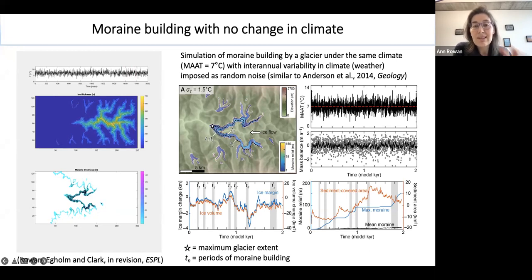So the result of this simulation is it shows that even without a change in climate, you can get three distinct moraines built by a glacier that's just fluctuating in response to interannual variability.